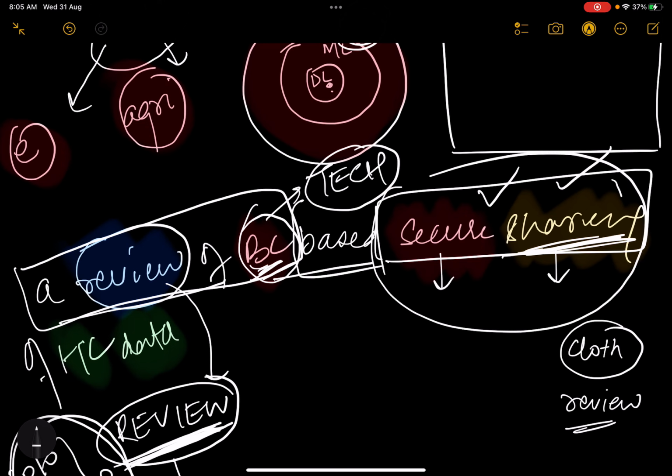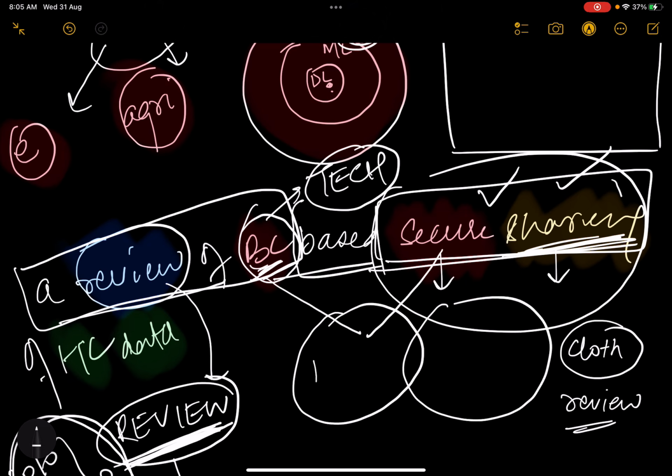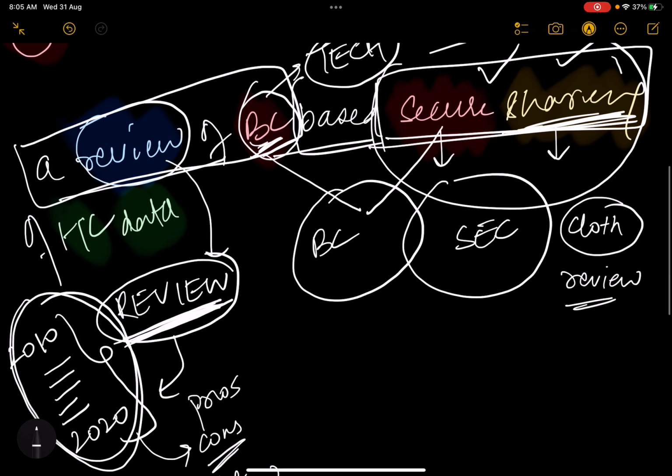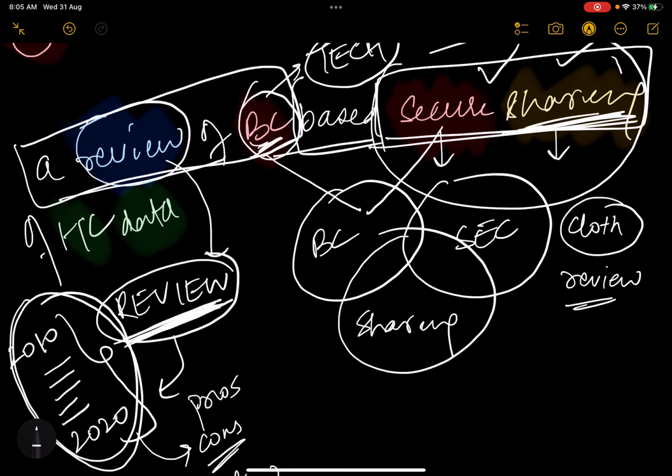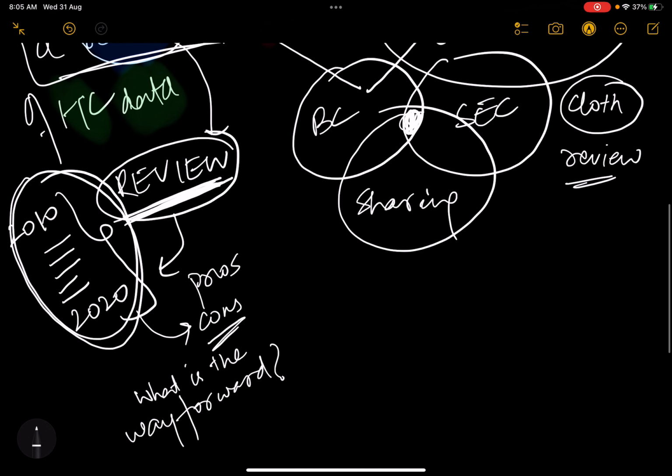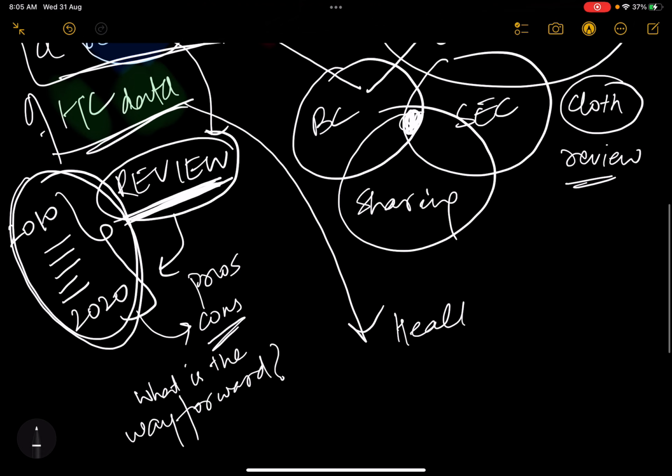But this too becomes very broad in itself. Because I will have to talk about blockchain as well as security, which is again huge. Or I'll have to talk about sharing of data. So when I made this third circle, my intersection area became a bit smaller, right? Now, to filter it down further, one more keyword was used here: healthcare data.